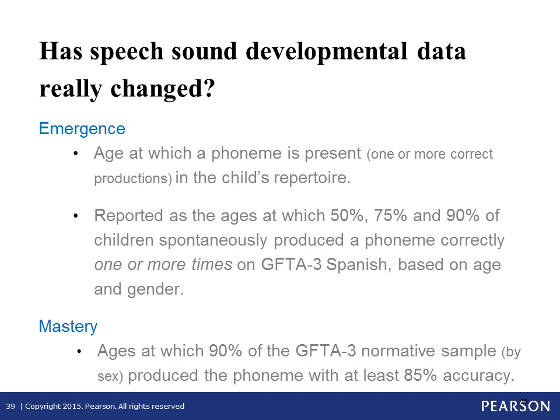Has speech sound developmental data really changed? Emergence is the age at which a phoneme is present in the child's repertoire. In the GFTA-3 Spanish, it's reported as the ages at which 50%, 75%, and 90% of the children spontaneously produced a phoneme correctly 1 or more times based on age and gender. Mastery is the age at which 90% of the GFTA-3 normative sample by gender produced the phoneme with at least 85% accuracy.